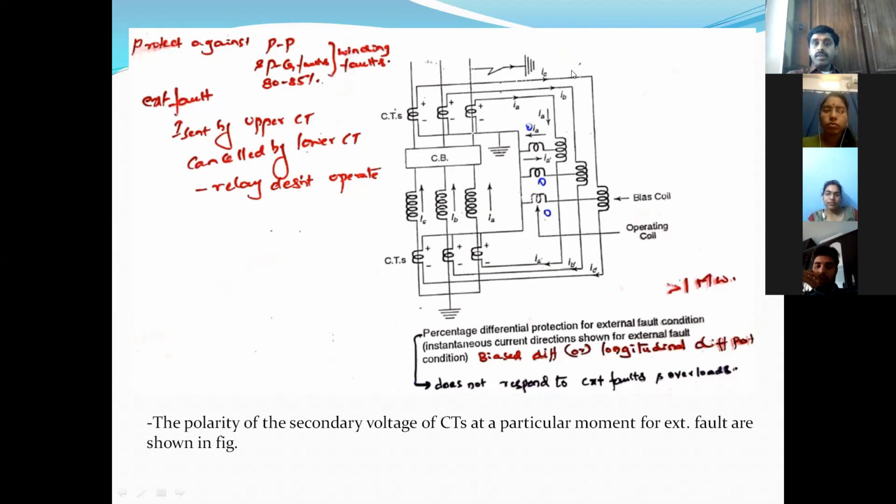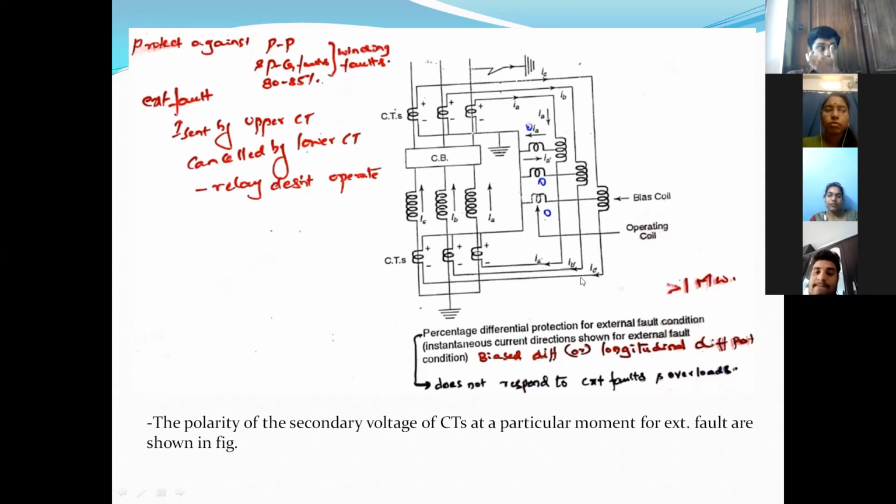Here you can see the biased coil. You already discussed the percentage differential protection. It is a biased coil, and this is an operating coil. The operating coil is connected at the midpoint of the biased coil, where N by 2, N by 2 turns will be there. (I1 + I2)/2 is the current flowing in this coil, and I1 - I2 is the current flowing in this coil. If I1 - I2 is greater than (I1 + I2)/2, the relay will operate.